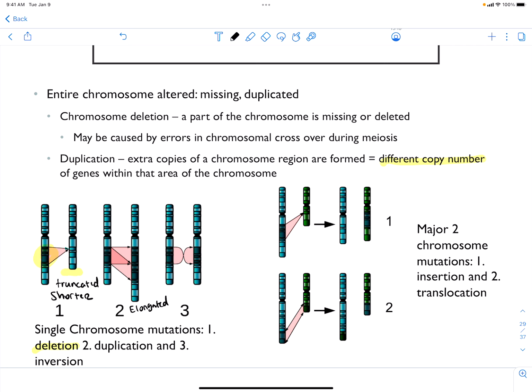And then for inversion, you basically are flipping. So you have A, B, C, and this becomes C, B, A. So the inversion will flip a certain area. Now when 2 chromosomes are involved, so this is just a single chromosome over here, when you have 2 chromosomes involved, you can have an insertion where you have chromosome 1, and it adds genes to chromosome 2. So chromosome 1 is now truncated, and chromosome number 2 is elongated.